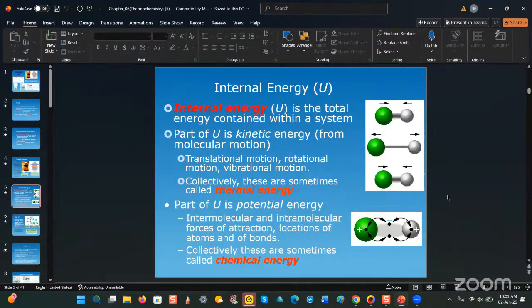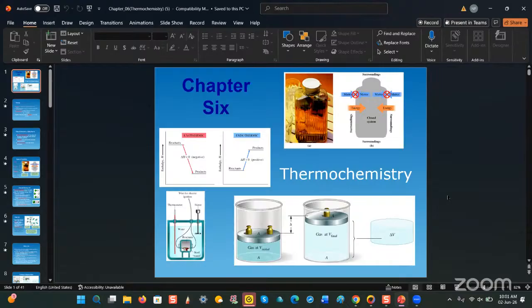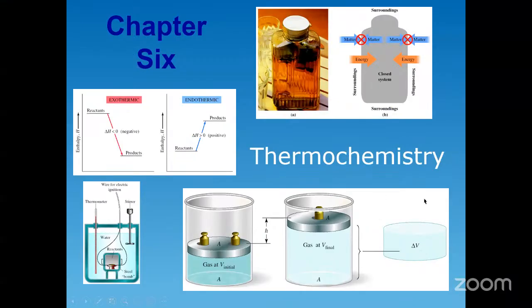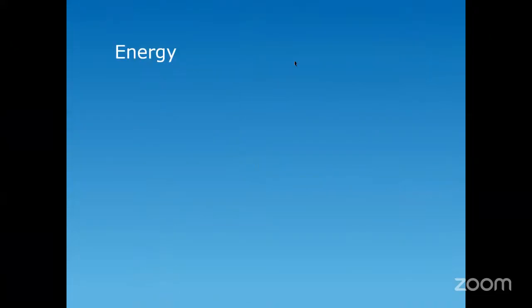Okay, so chapter 6 deals with the area of thermochemistry. And basically, in this chapter, we'll be looking at the relationship between chemical reactions and the energy changes that are associated with such reactions.